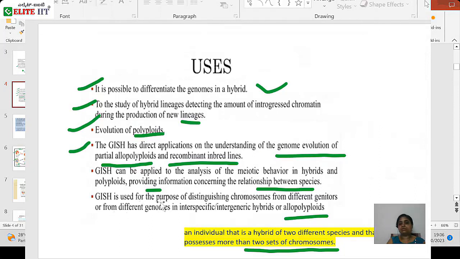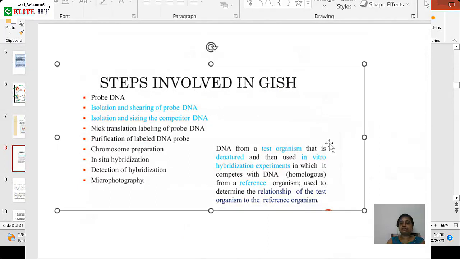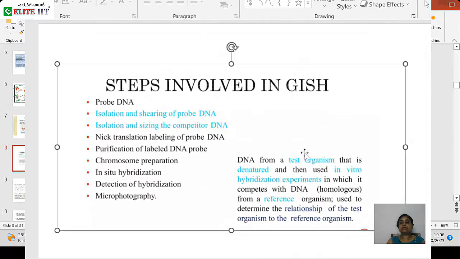So GISH is used for the purpose of distinguishing chromosomes from different progenitors or from different genomes in interspecific or intergeneric hybrids or allopolyploids. So if there is any hybrid or allopolyploid, you can identify that through the GISH method. Now what are the steps involved in this process? Steps involved in GISH.